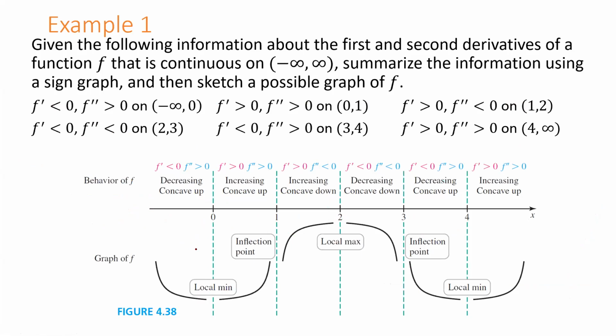We saw that at 0, we have a local minimum because it would be decreasing before and increasing after that point. At x equals 1, we have an inflection point because it switches from concave upward to concave downward. At 2, we have a local max because it's increasing before and decreasing after. At x equals 3, we have another inflection point because it's switching from concave downward to concave upward. And then at x equals 4, we have another local minimum because it's changing from decreasing to increasing.